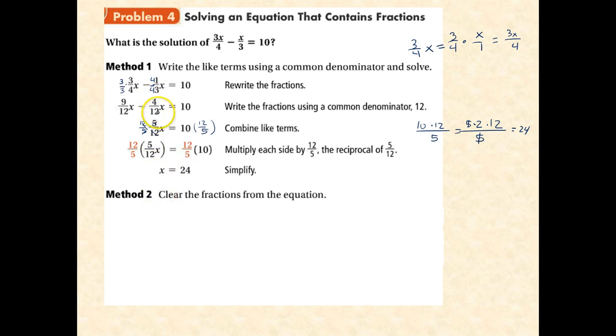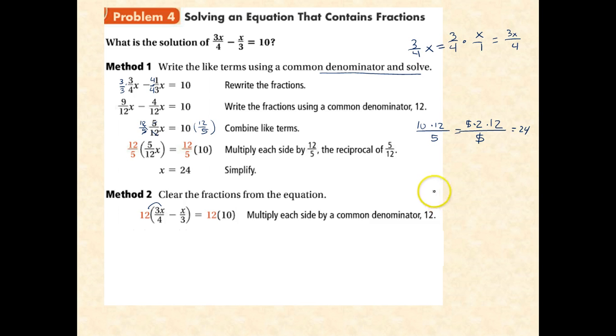Okay, so now here's another method. That was one method. Method 1 was common denominator. Find a common denominator and then solve that bad boy. Method 2 is clear the fractions. What you can do is, instead of giving everybody the common denominator, you can just multiply both sides of the equation by the common denominator. Why does that work? Well, because when you multiply, you're going to use the distributive property here.